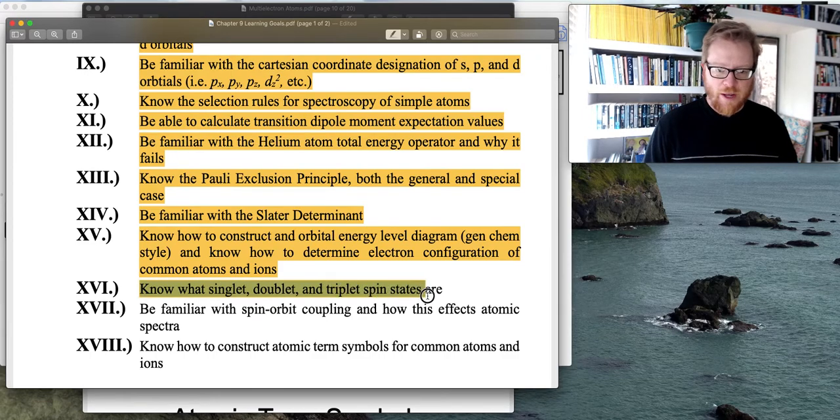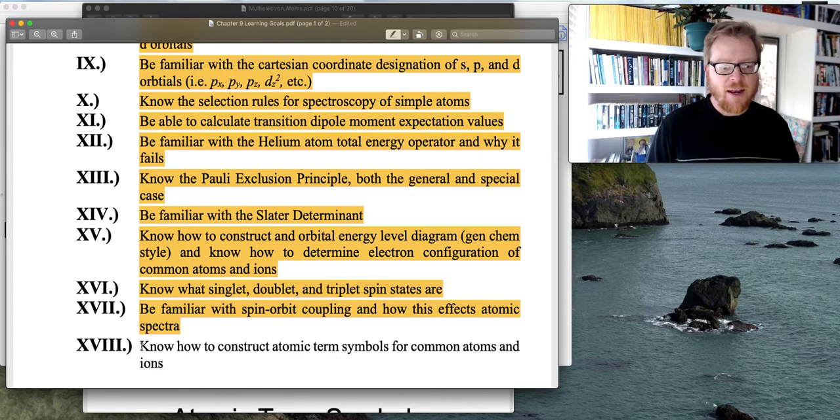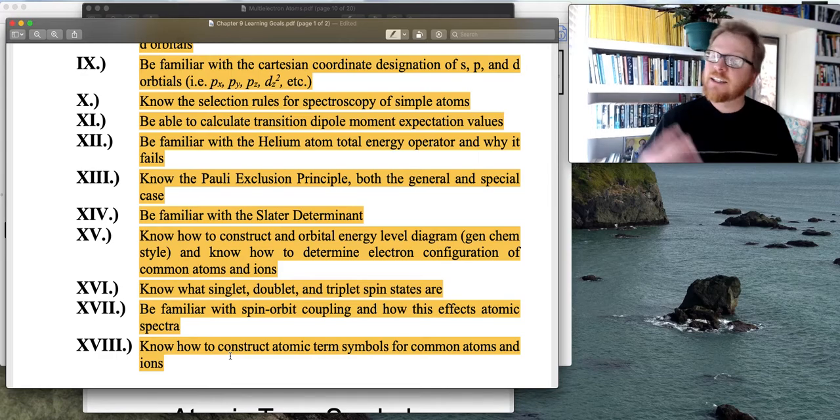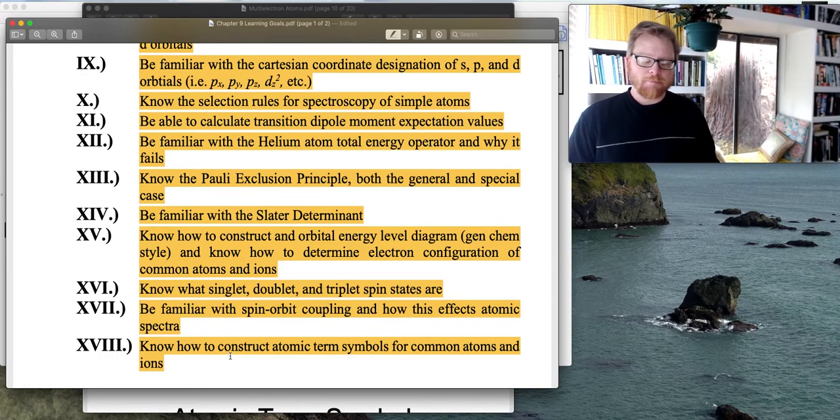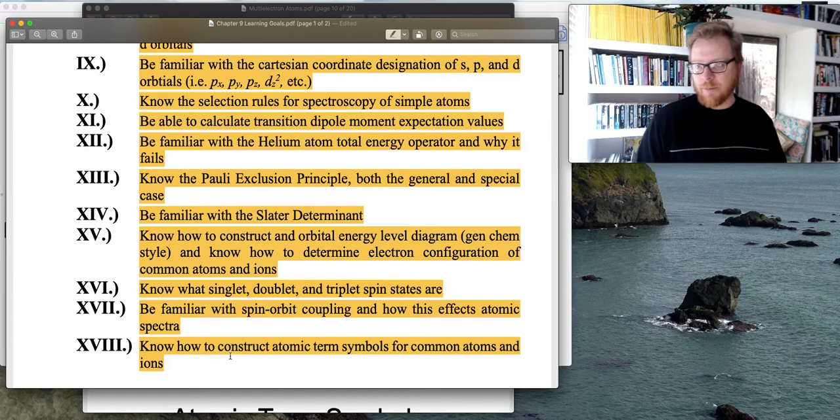So I went through that kind of quick, but you know, like doublet, triplet, singlets, be familiar with spin orbit coupling. We went through that. And then I want you to spend a lot of time practicing these term symbols on your own, okay? For the simple atoms, for the common things. Okay, folks, that's it for chapter 9.